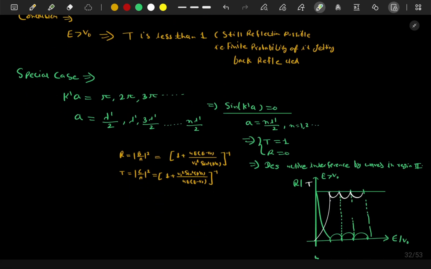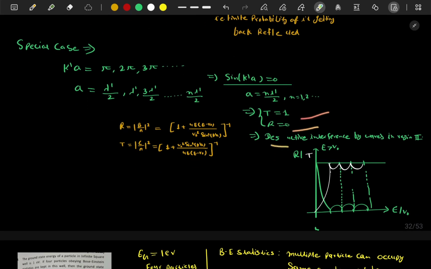Now we'll take some special cases. So sin k a equal to 0 under the condition a equal to n lambda by 2. For these reasons, transmission is 1 and R is 0. So what is happening here is destructive interference in region second. So the graph will show exponential decay, then this and this part will be there.